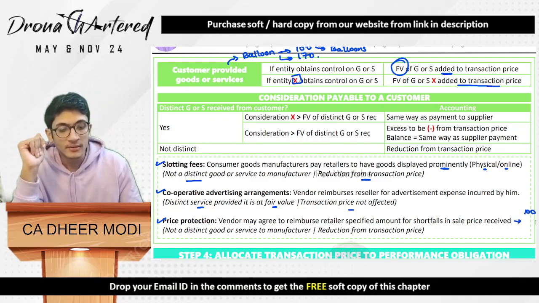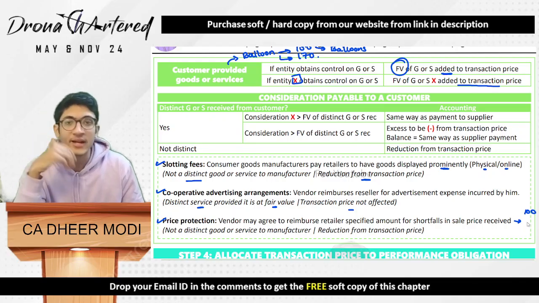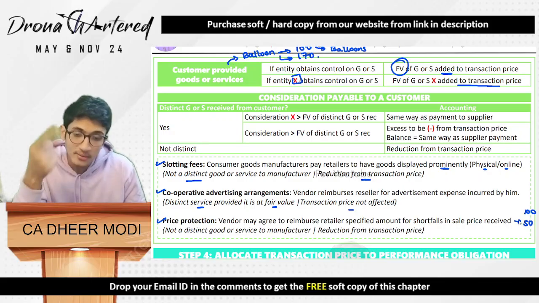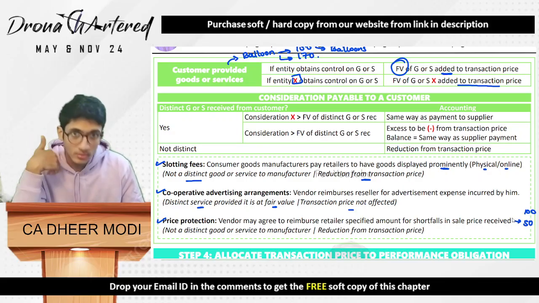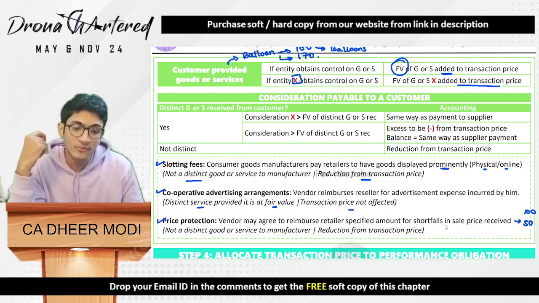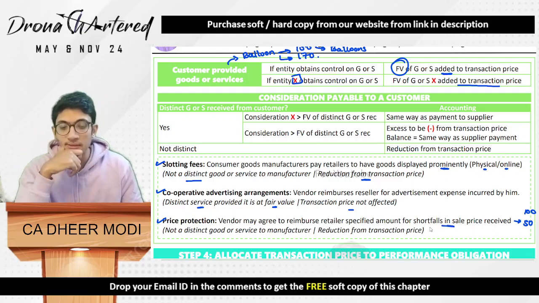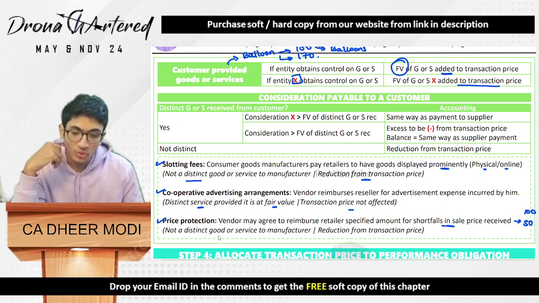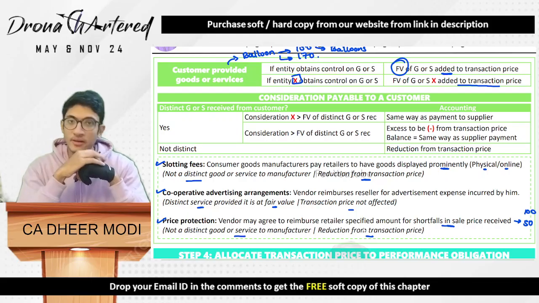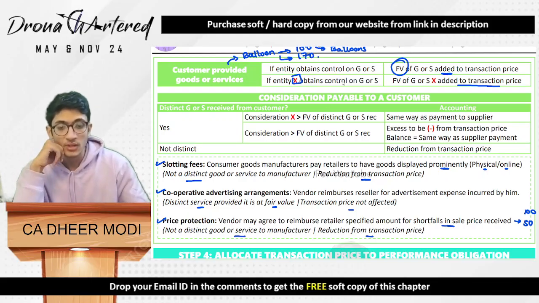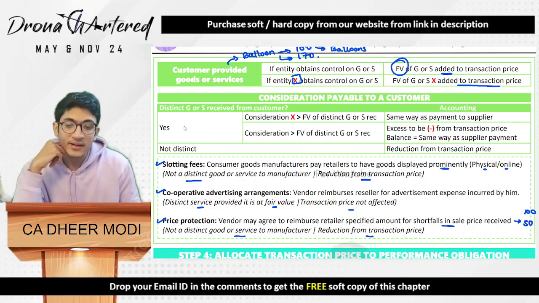Say, for example, the selling price is actually 100, but I am doing a buy one get one. So basically, the retailer is only getting 50 rupees per item. So in such a case, I give it back to them. So the vendor may agree to reimburse the seller a specified amount for shortfall in sale price received. So it is not a distinct good or service to the manufacturer, and it is a reduction from the transaction price. So now you have to understand why we are understanding whether it is distinct good or service or not.